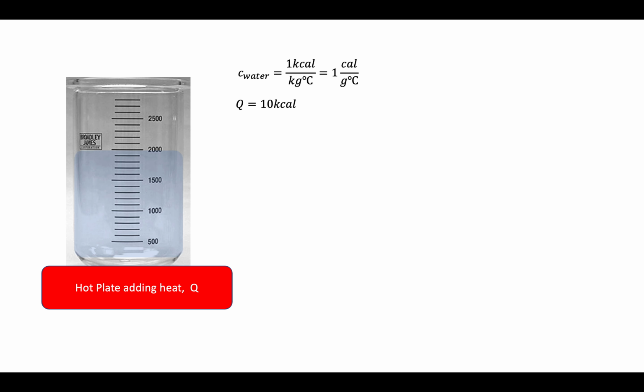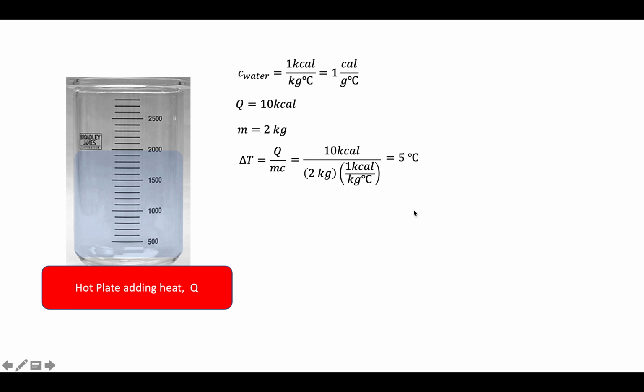So we consider the same example where we're adding the same amount of energy. We have it on the hot plate for the same amount of time, adding 10 kilocalories of energy. But in this particular case, we have 2 liters of water, or 2,000 milliliters, which is equivalent to 2 kilograms. Again, we look at what happens to the change in temperature. When we plug in the mass of 2 kilograms, we realize that the temperature changes by only 5 degrees Celsius in this case.